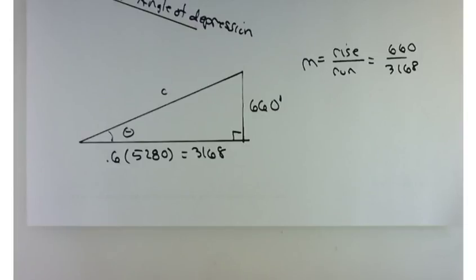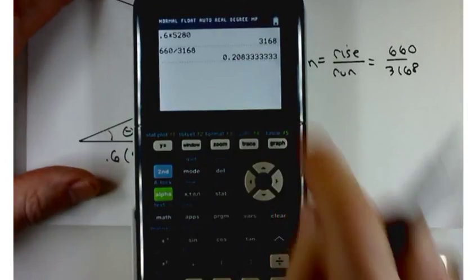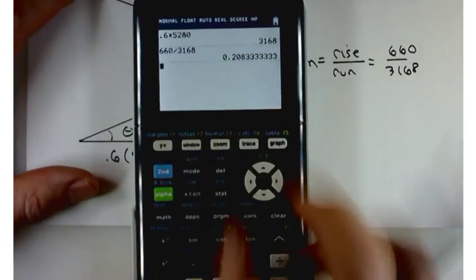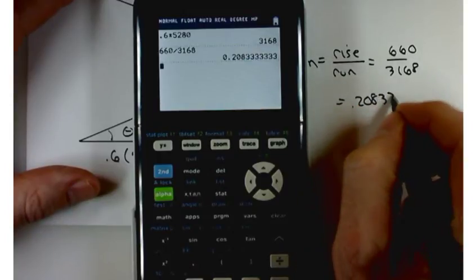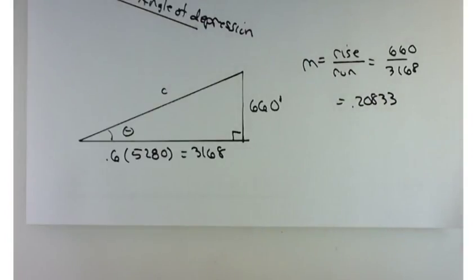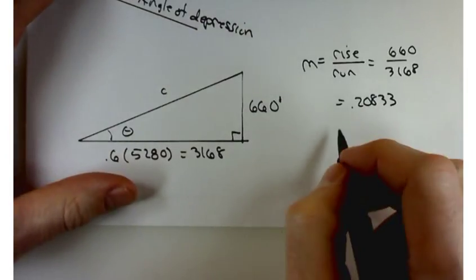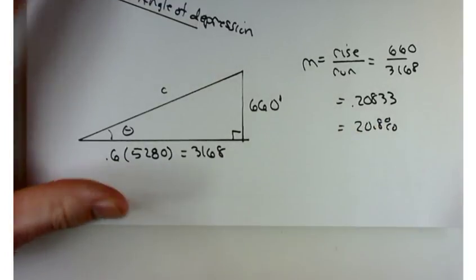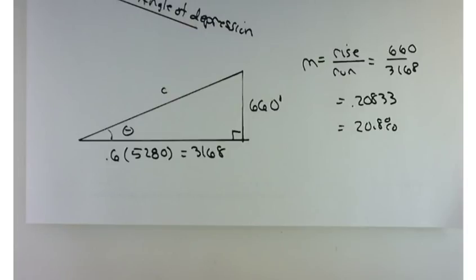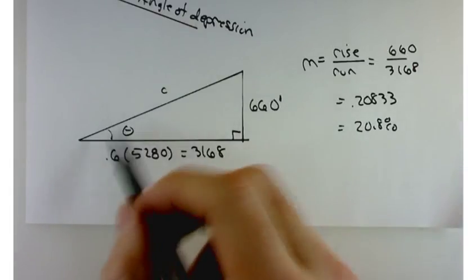Let's see what that is. 660 divided by 3168 gives me 0.20833, etc. That's the slope. But that's a percentage. It's just the percent grade. 20.8% slope. What it is not is the degrees. How would I find the degrees associated with that?